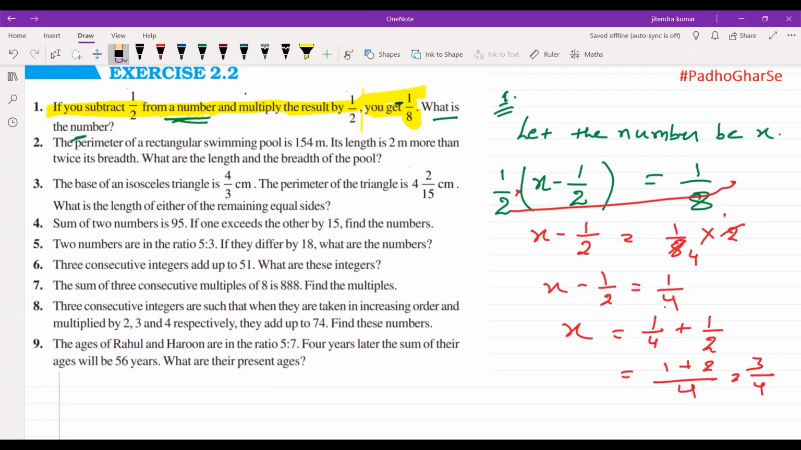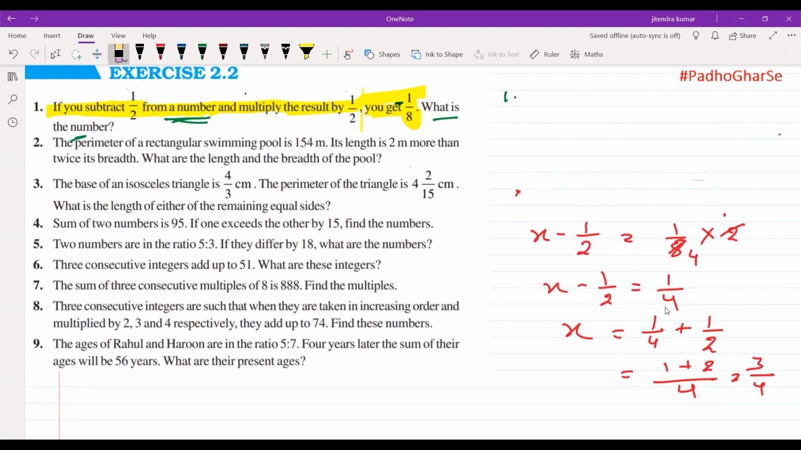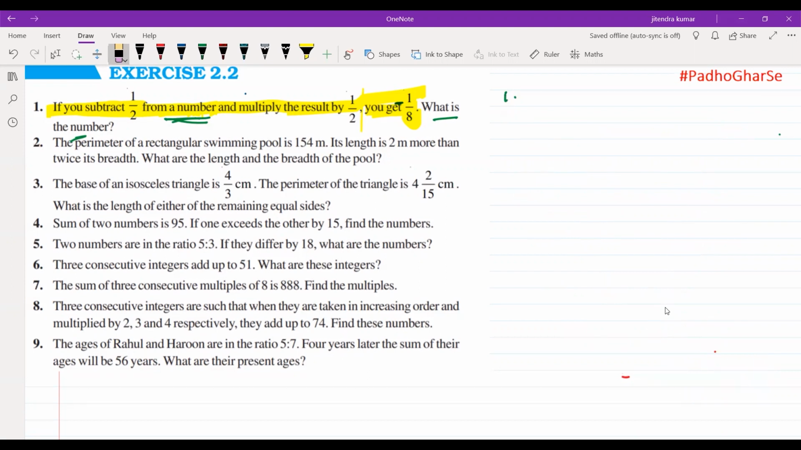Now let's move to the second one. So question number 2, please keep your video off. Now question number 2 says that the perimeter of a rectangular swimming pool is 154 meter. So there is a swimming pool which is rectangular and whose perimeter is 154 meter. And then it says that its length is 2 meter more than twice its breadth.